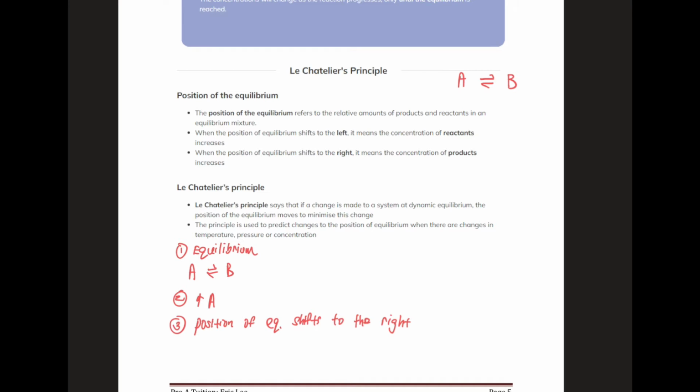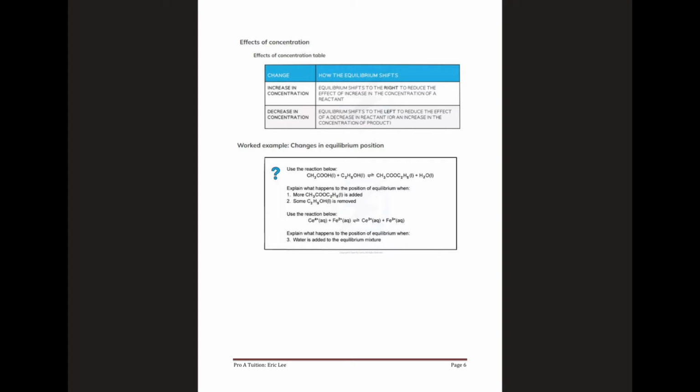Okay, now let's continue. Next point, the principle is used to predict changes to the position of equilibrium when there are changes in temperature, pressure, or concentration. Basically three changes. You can change the temperature. How it affects, we'll discuss in detail later. It depends on endothermic and exothermic. You can change the pressure. This we will discuss in detail also. It depends on number of moles. Concentration, I already discussed a little bit here, where I increase the concentration of A, then it shifts to the right to minimize the increase of concentration.